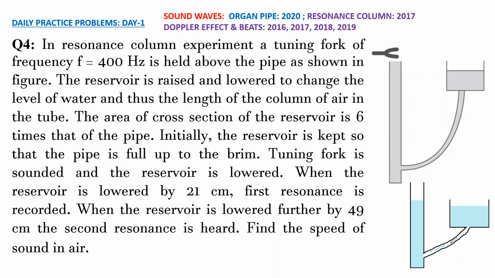So here the reservoir has been lowered by 21 centimeters. Okay, so suppose the air column in the resonance column, the air column length then becomes y. Why is it not 21? That is what we need to address.